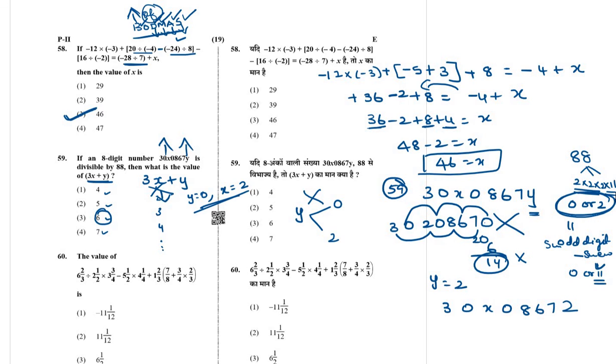So y value is 2 means this value 3x plus y. Suppose x is 0. x equal to 0 means the value is 2. 2 is not in the options, so no need. x equal to 1: 1 plus 2, 3. No need. x equal to 2: 3 twos are 6 plus 2.